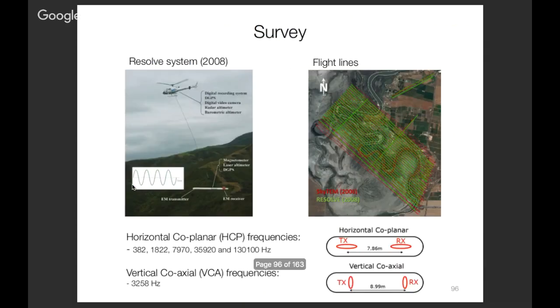They ran a number of surveys. They ran some frequency domain surveys, and they ran some SkyTEM surveys. I think a number of people, including ourselves, have inverted both of those data sets. I showed you a SkyTEM before, so now I'm going to show you a frequency domain RESOLVE system. Here's a horizontal coplanar system. It has a range from 380 to 130,000 hertz.